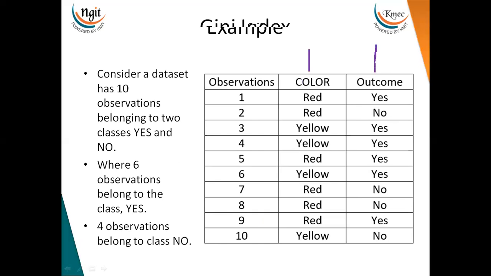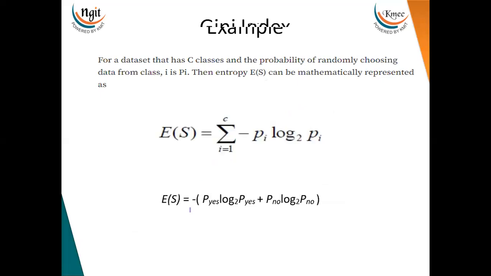So how many positive values am I having? 6 yes are there. And how many no are there? 4 no's are there. Okay. So out of 10, 6 are yes, 4 are no. So what will be the probability? 6 by 10, 4 by 10. The same I will apply here. The probability of yes will be 6 by 10. The probability of no will be 4 by 10.